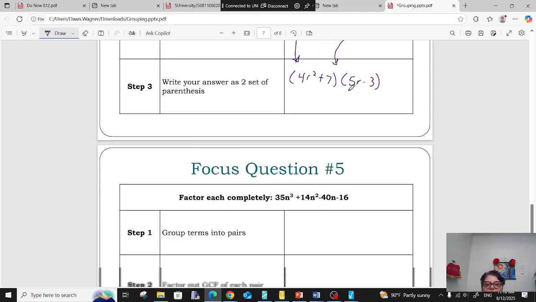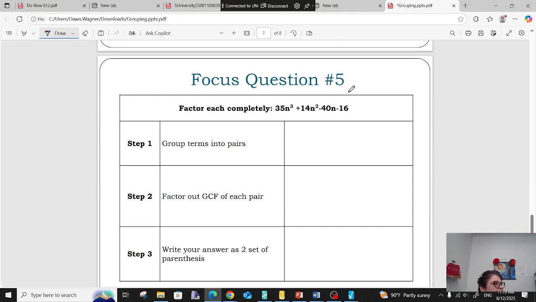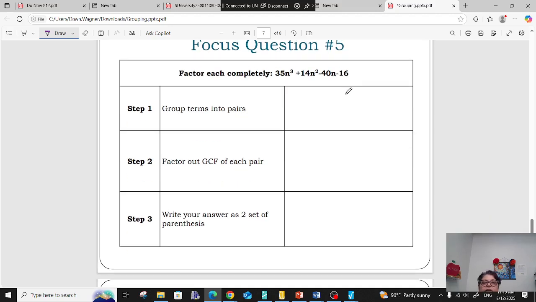Okay, so some of you, did you all get a chance to do number 5 or do you need more time? You're good? Okay, so for this one, let me write it down because I can't talk and write at the same time.